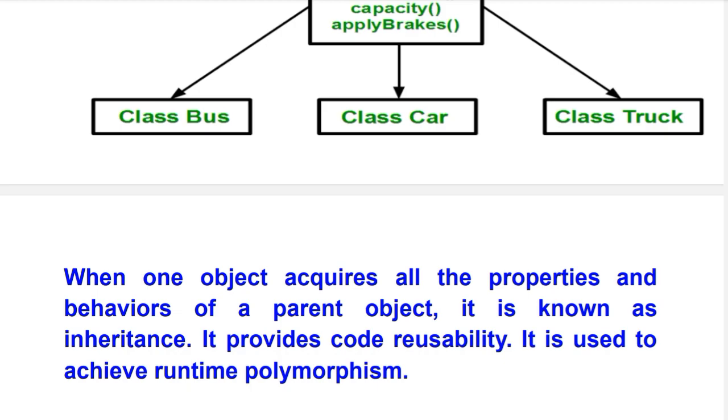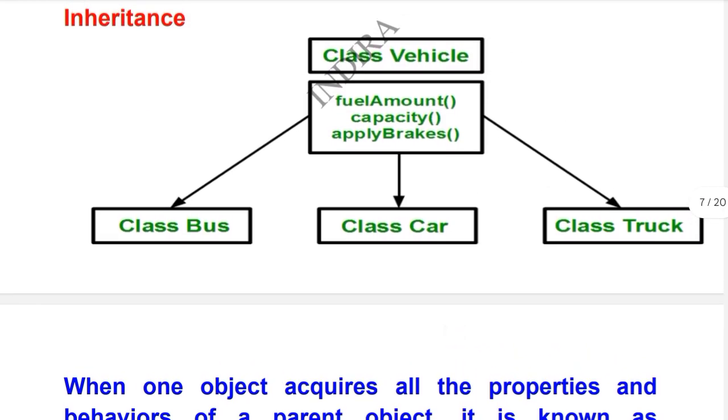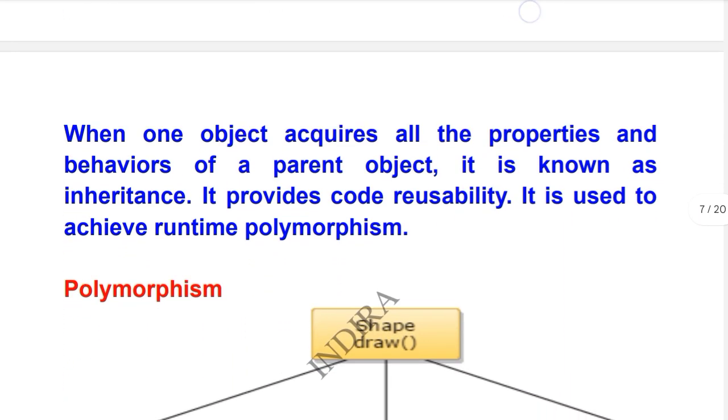When the child object carries all the properties of the parent object, it comes under inheritance. Coming to the example, bus, car, truck are the child objects, whereas vehicle is the parent object. Characteristics or properties are fuel, capacity, apply brakes. All these are characteristics that are carried by the child object from the parent object. Next is polymorphism.